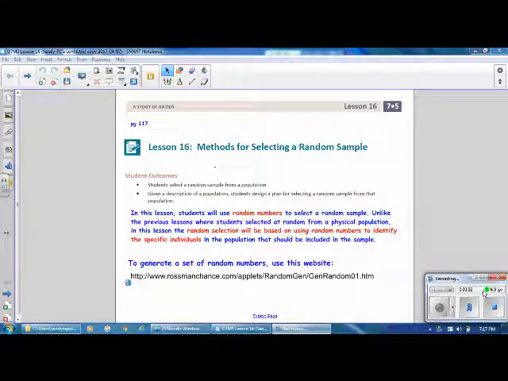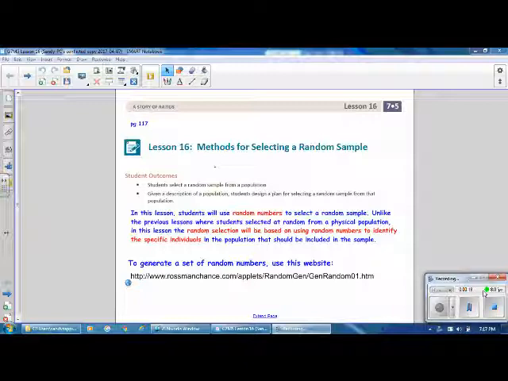This is Mrs. Zappia with Lesson 16, Methods for Selecting a Random Sample. Student outcomes for this lesson. Students select a random sample from a population. Given a description of a population, students design a plan for selecting a random sample from that population.